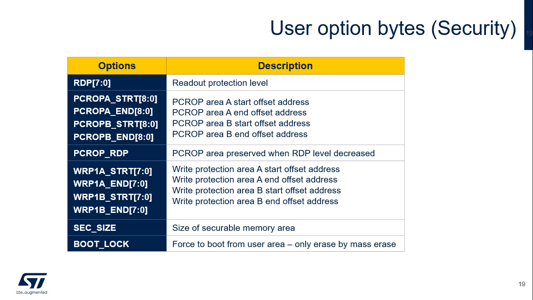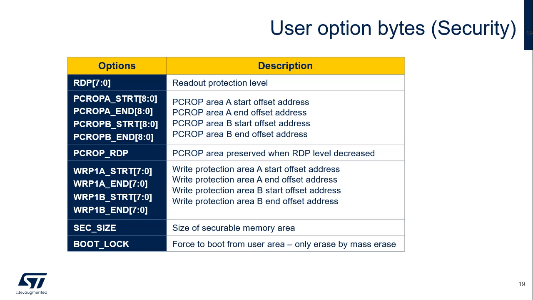PCROP-A start and PCROP-A end define the proprietary code readout protection address range A, aligned on 512 bytes. PCROP-B start and PCROP-B end define the proprietary code readout protection address range B, aligned on 512 bytes.